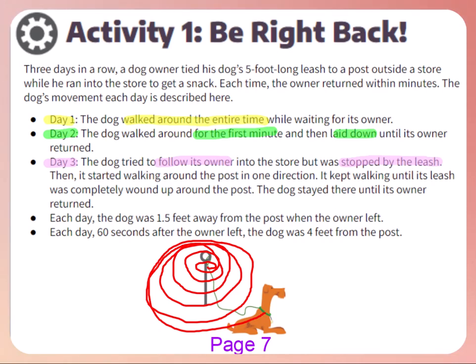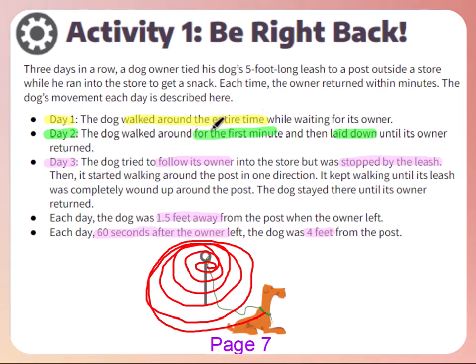All right, some other important information is each day the dog was 1.5 feet away from the post when the owner left. And each day, 60 seconds after the owner left, the dog was 4 feet from the post. I have this highlighted. Let's just try to graph that first one, and then I'm going to ask you to choose 2 or 3 and graph it.